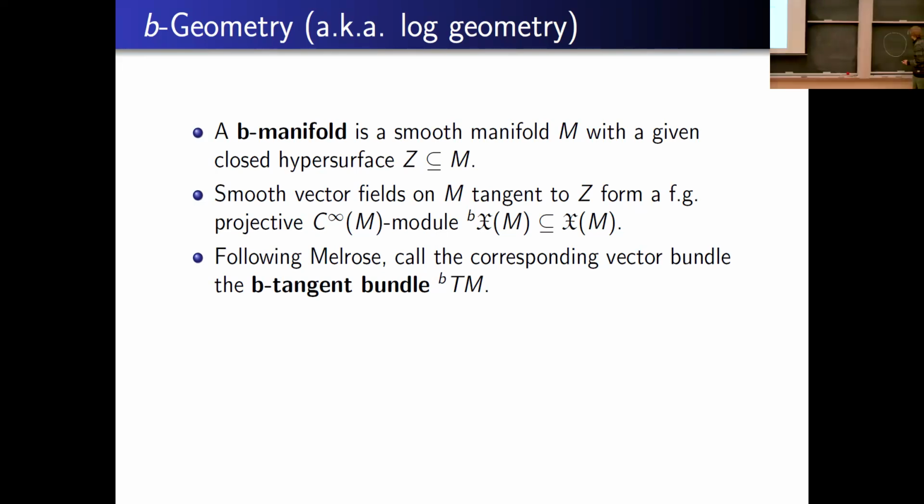So you're working on a manifold M, which has embedded in it a closed hypersurface Z. The idea is you can consider the vector fields on M which are tangent to Z. And this is a projective module with the same rank as considering all vector fields on M. And Serre-Swan tells you that it's a projective module, and it arises as sections of some vector bundle. And that vector bundle has a name, which in this talk is the B tangent bundle. So this is the vector bundle whose sections are not all vector fields, but vector fields that are tangent to Z.